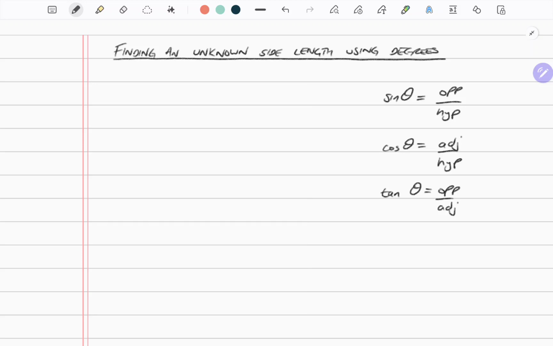In this video we'll be using degrees for the angle. So let's say we have a right angled triangle here, poorly drawn again, and this angle is 33 degrees. We're given the hypotenuse as 9. There's no units on it. We're just working with numbers at this point, and we need to find the side length here.